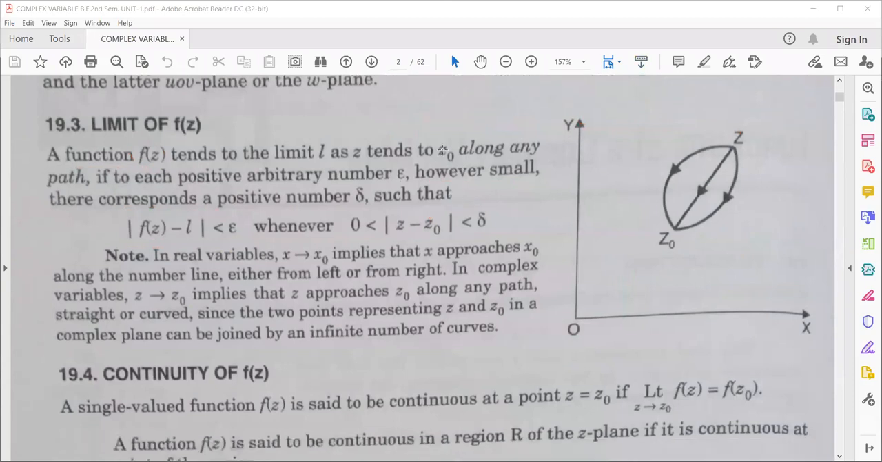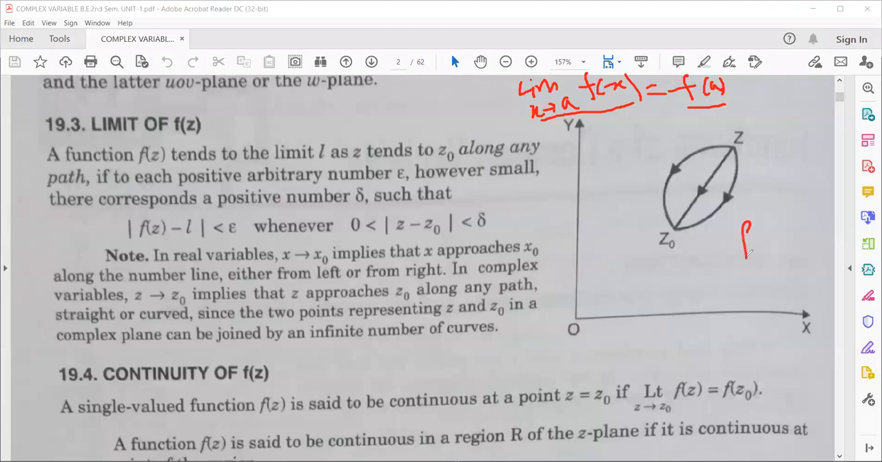Now, the same thing applies to continuity. As you know, the continuity part: limit x tends to a of f(x) is equal to f(a). So, if the limiting value of the function is equal to the functional value.